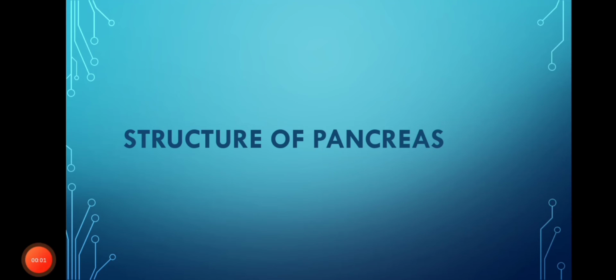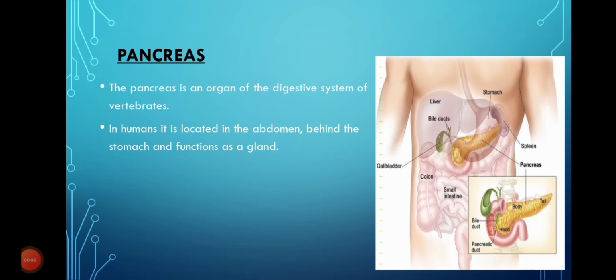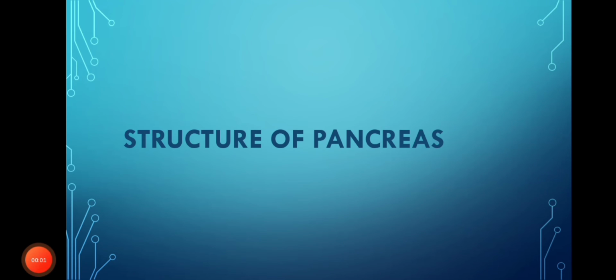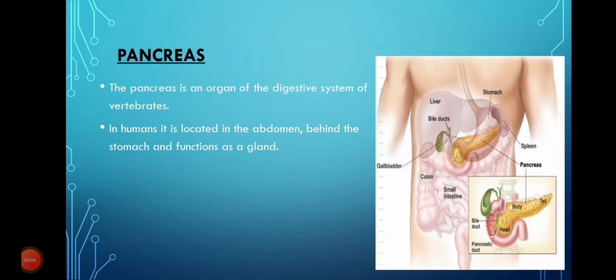Next is about the structure of pancreas. Pancreas is an organ of the digestive system of vertebrates. It is only seen in the vertebrates. In humans, it is located in the abdomen behind the stomach and functions as a gland.